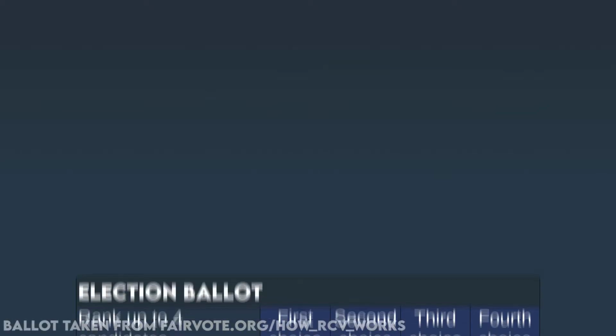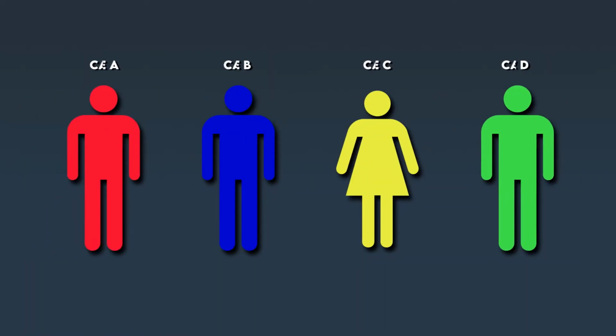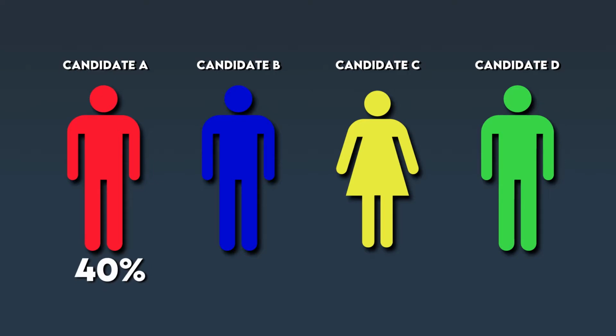For example, here on this ranked choice voting ballot, I will select candidate D as my first choice, and if candidate D does not win, I want my vote to change to candidate B. If candidate B does not win, I will want my vote to go to candidate C, then to candidate A if candidate C does not win. The results come in and candidate A received 40% of the vote, candidate B received 39% of the vote, candidate C received 11%, and candidate D received 10%.